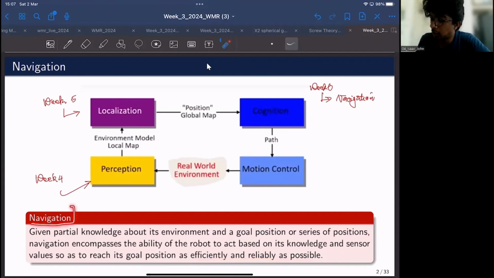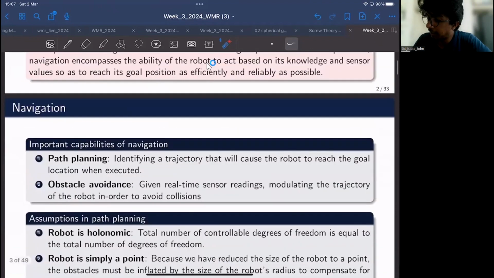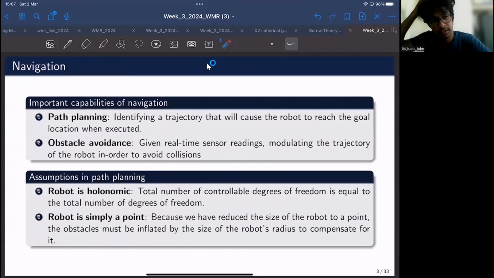So that is what we deal with in navigation, essentially the topics for week 6. And what are the subclasses or the subdivisions in navigation? There are two objectives that navigation will have to satisfy. One of them is path planning. Just like I said earlier, there could be multiple possible paths that a robot could take from a start position to an end position. Then how do we choose the optimal path? That is what this problem deals with, path planning.